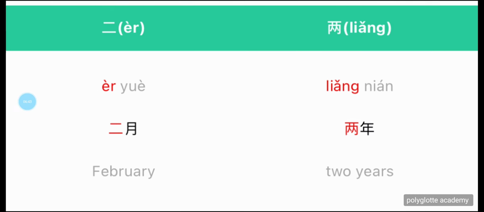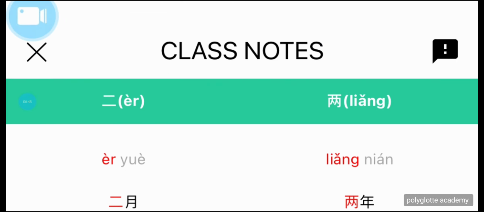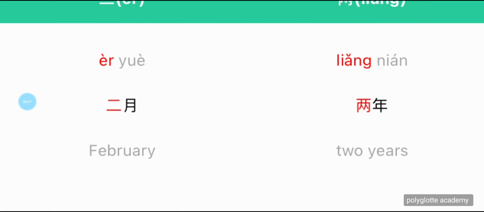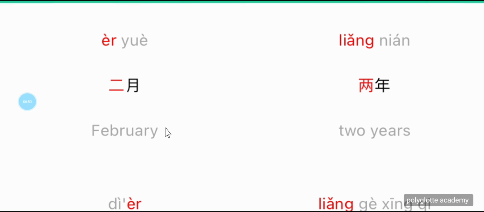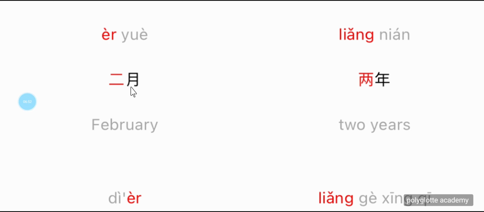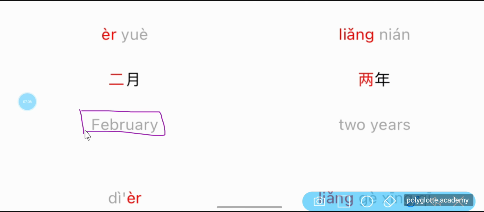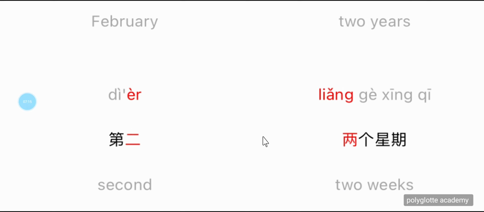Let's see what that means. For example, we have here 二月 which means February, but for the year we have 两年, which is 2 years. 二月, February, take note. Now 两年, 2 years. Those are some of the situations where we can use 两 and 二.